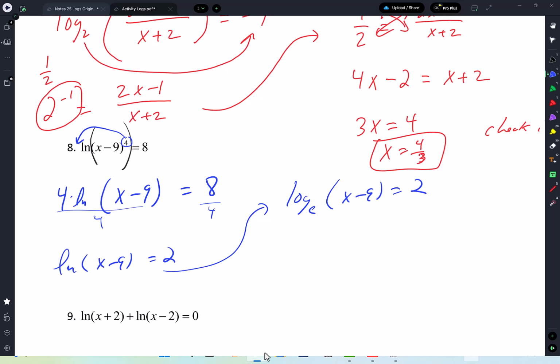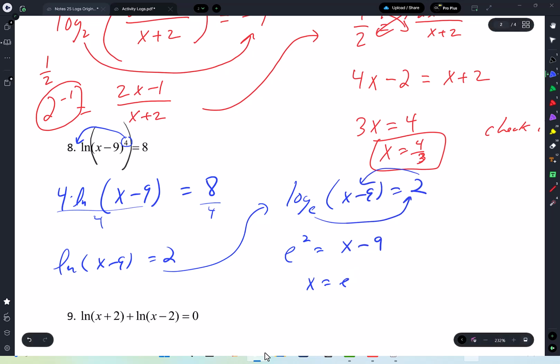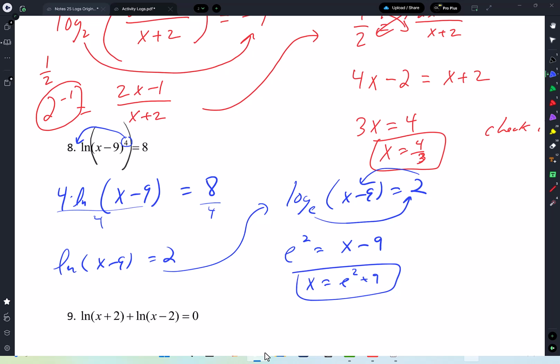And now we're going to turn it into an exponential. E squared equals that expression. E squared equals x minus 9. Move the 9. X equals e squared plus 9. And there it is. Let's check our answers.